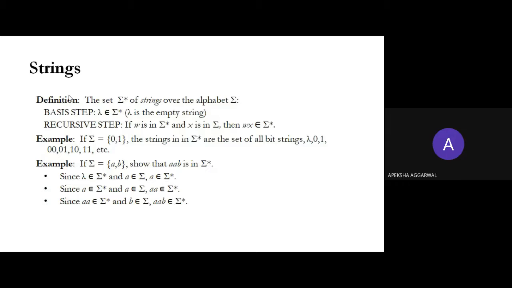So the first string was your empty string, second would be 0, third would be 1, fourth would be 0 0, and so on. So sigma star represents all the possible combinations. Now this is clear. Now lambda over here represents the empty string. In case of sets, we represent the empty set using phi. So phi means empty. That is one and the same thing.